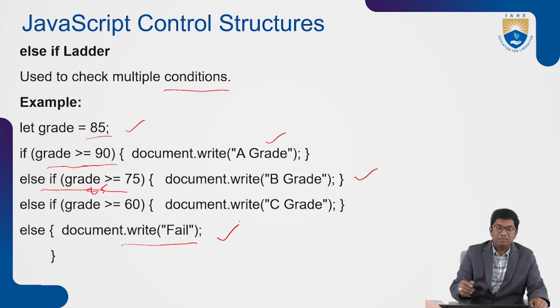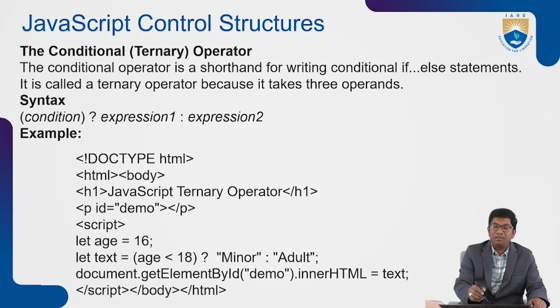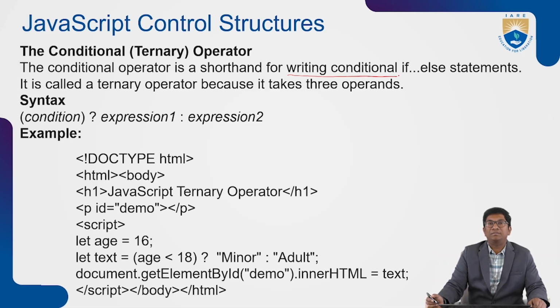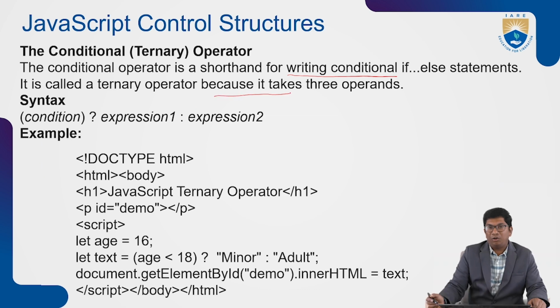Okay, so that is a nested if statement, right? Or if else, otherwise called else if later. Next we have the ternary operator, the conditional ternary operator. The conditional ternary operator is a shorthand for writing conditional if-else statements. It is called a ternary operator because it takes three operands.